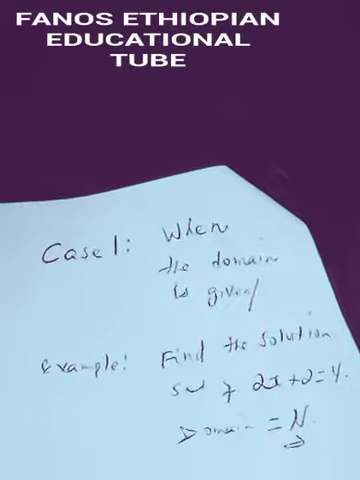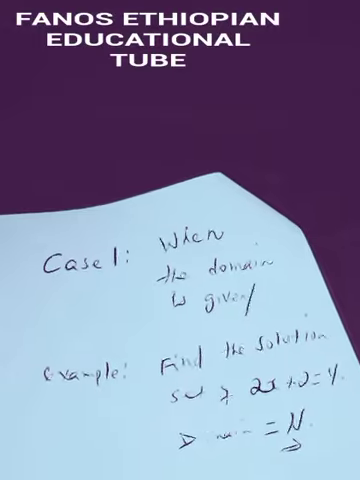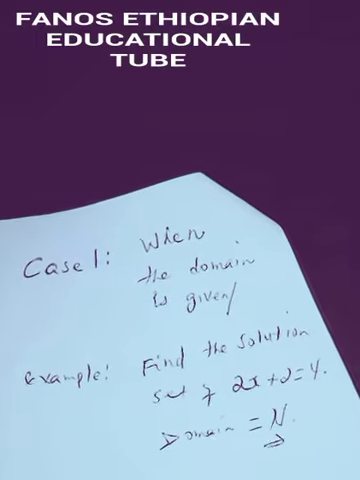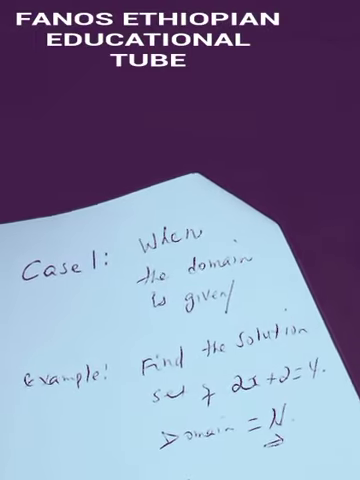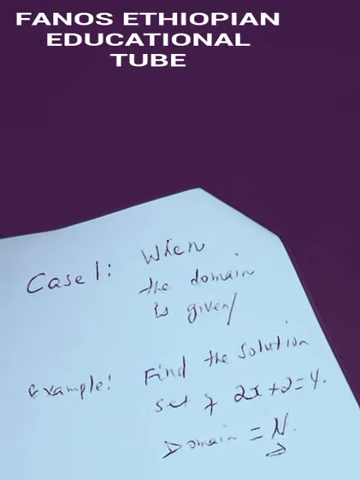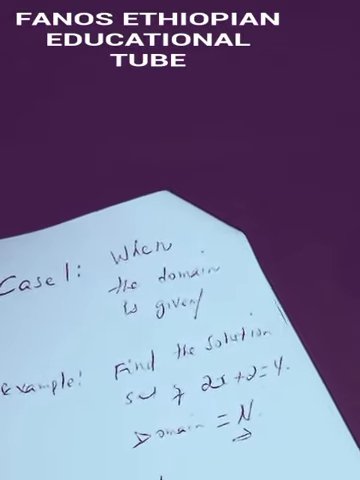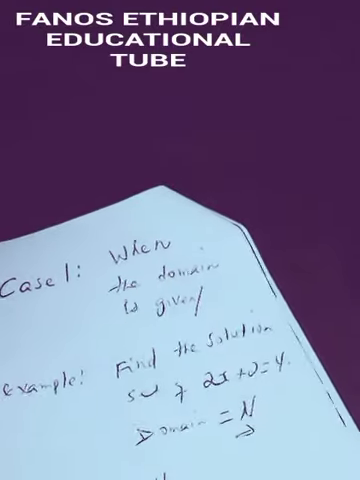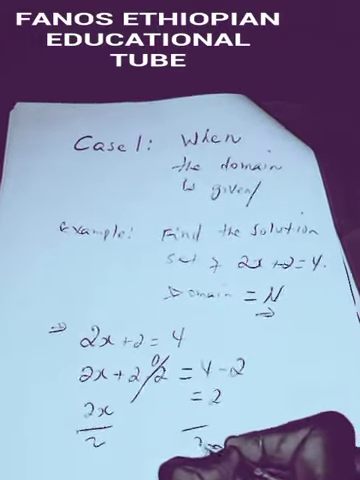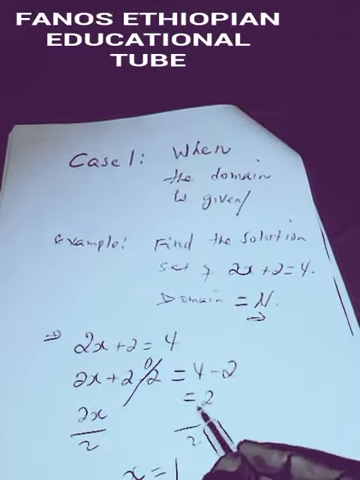Now let us solve for the solution set of this linear equation. 2x plus 2 is equal to 4. Deducting 2 from both sides of the equation, this becomes 0, and 4 minus 2 is equal to 2. So we are left with 2x is equal to 2. And then to solve for x, we divide by 2. x is equal to 1, because 2 divided by 2 is 1.